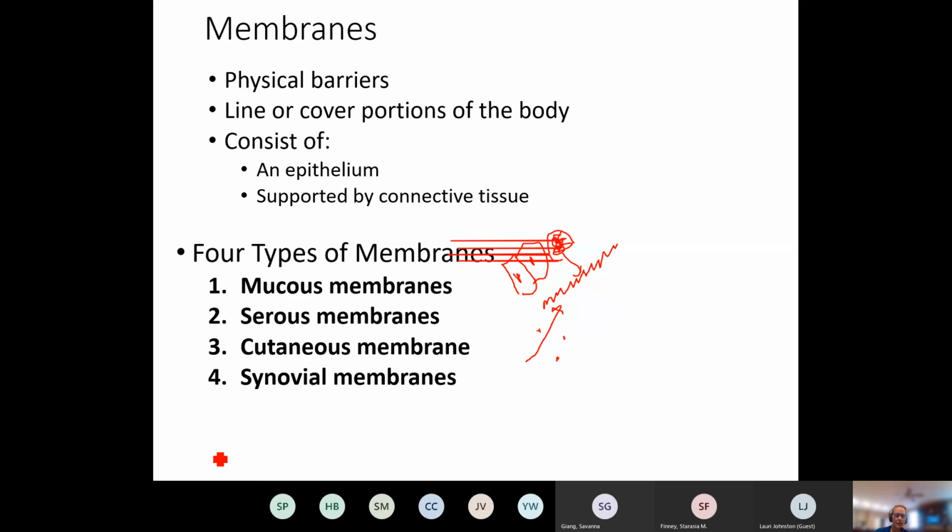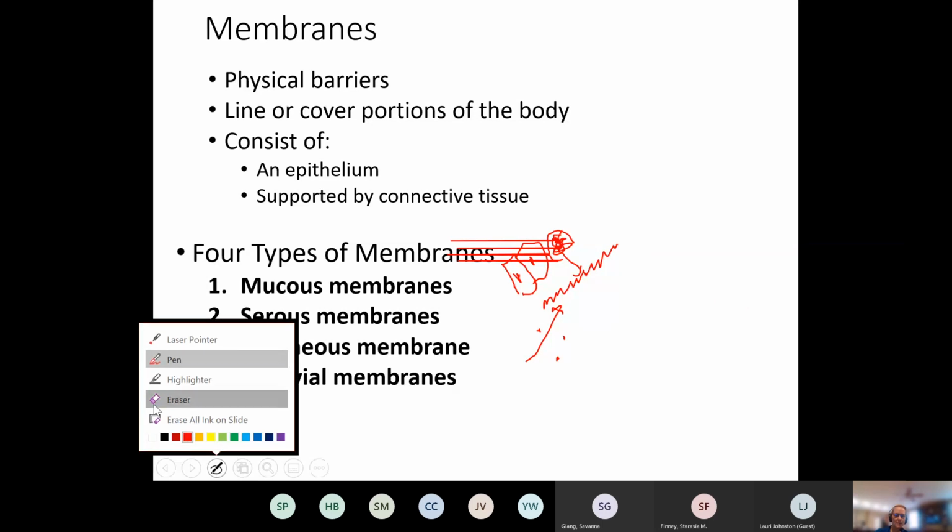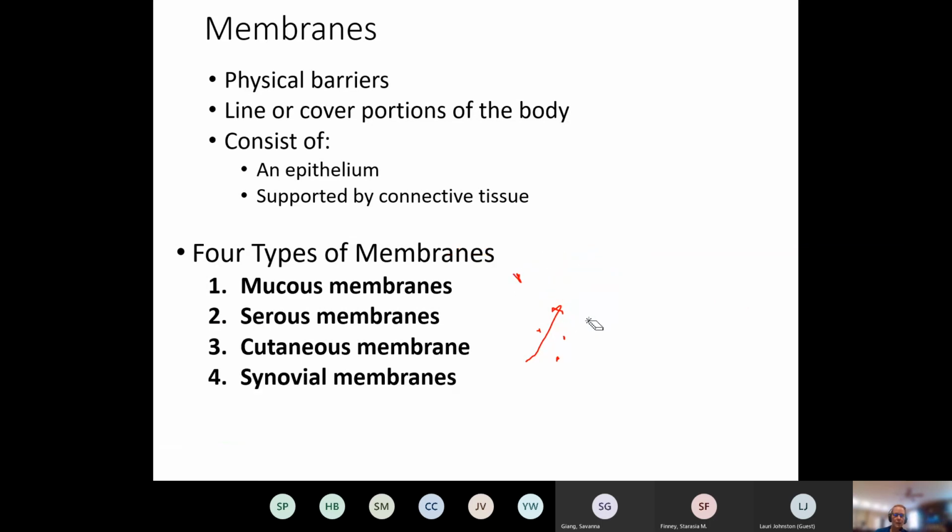Okay, so again, it's one of these things where they're not technically organs. Some of them are part of organs. And so they don't always fit best into another place to cover. So we talk about these 4 types of membranes now because they are in some ways some of the simplest of our organs because they are composed of one epithelial and one connective tissue. Okay.